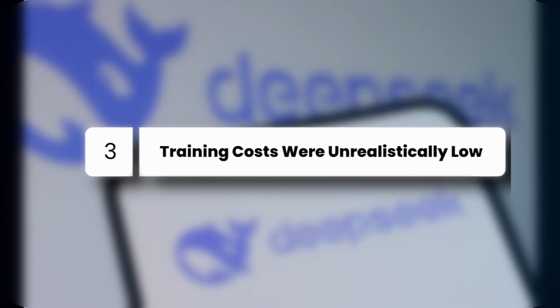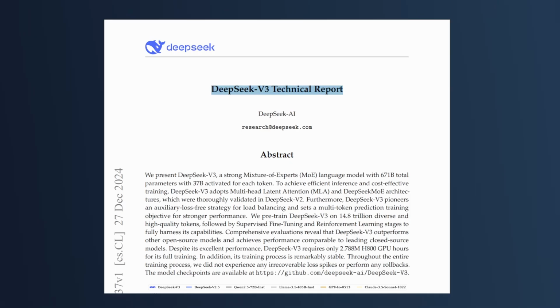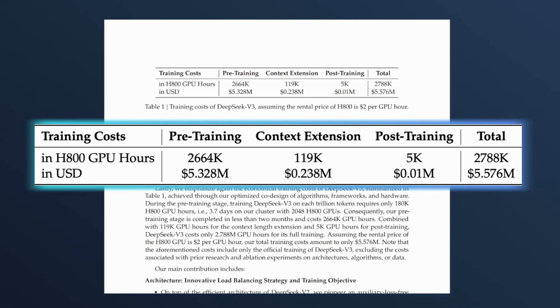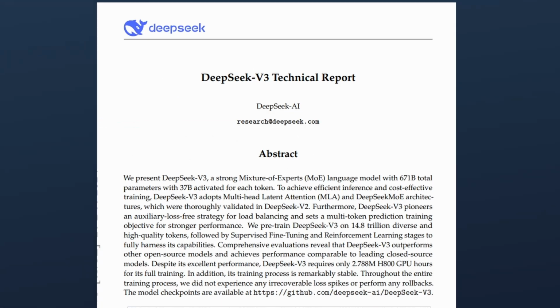Myth number 3. DeepSeek's training costs were unrealistically low. DeepSeek claims it trained its model for just 5.5 million. Sounds too good to be true, right? Let's break down the numbers. DeepSeek trained on 14.8 trillion words or tokens in AI terms. That's like reading the entire internet multiple times.